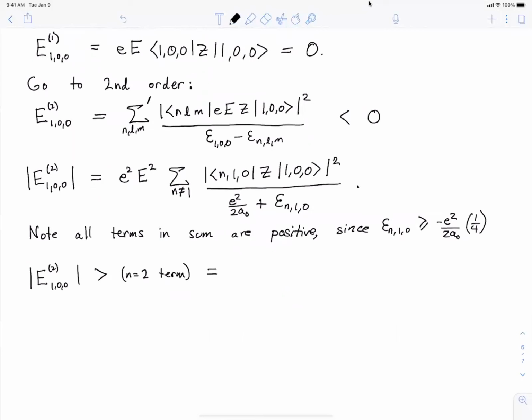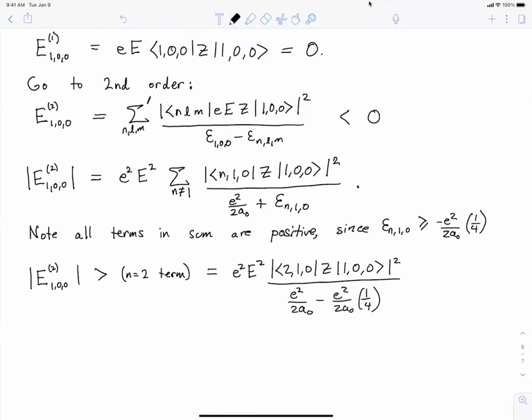Okay, and so now we can evaluate that. It's just one term, so it's not too hard. So we're just writing that down. And then the energy denominator, because we're plugging in n equals 2, looks like this. Okay, and when the dust settles, we get 8/3, let me write it down here, 8/3 the Bohr radius times the electric field squared times the square of this matrix element.